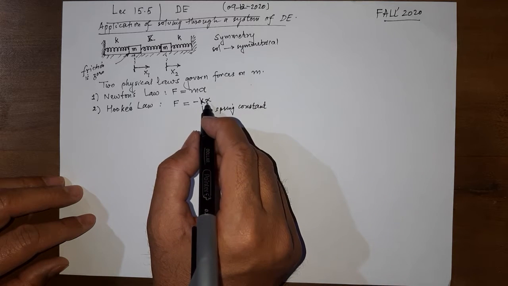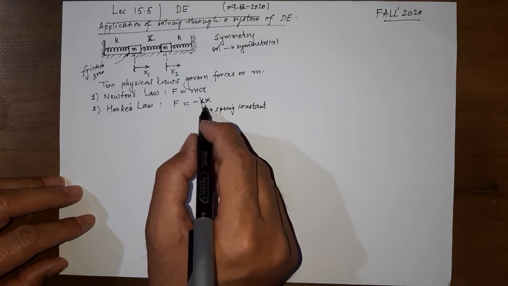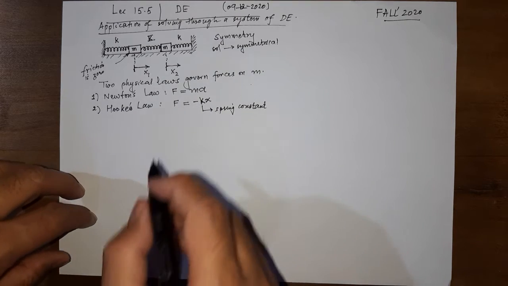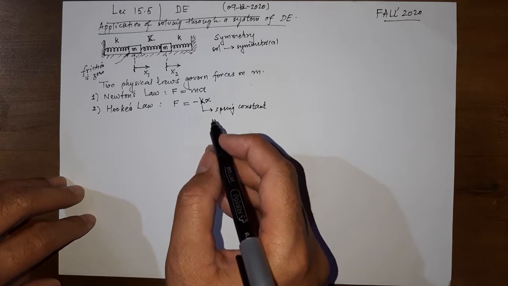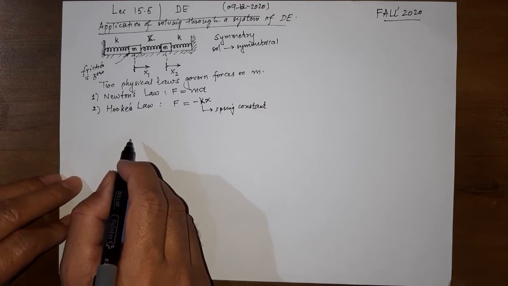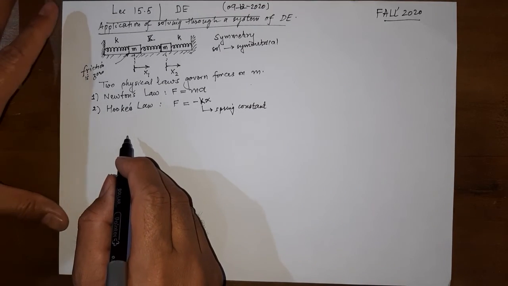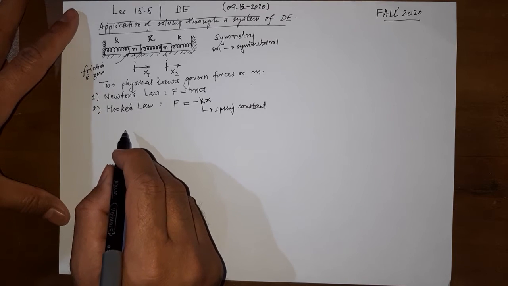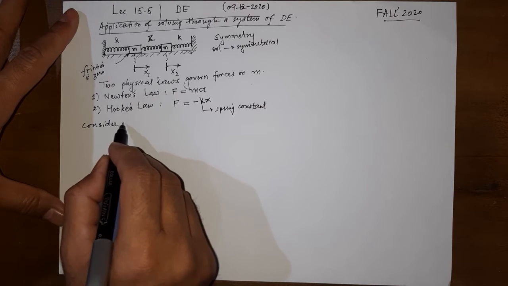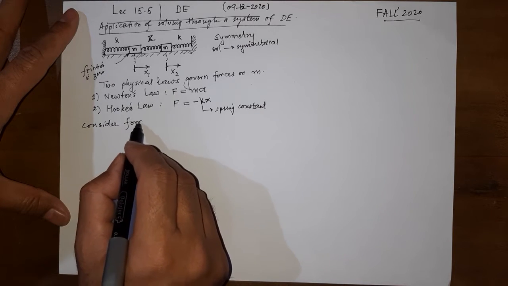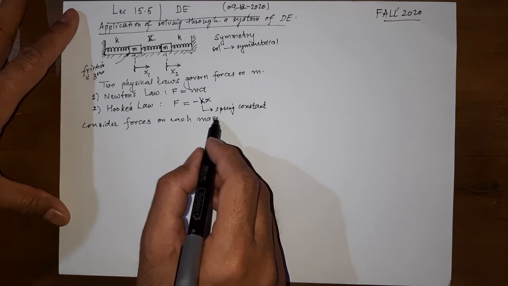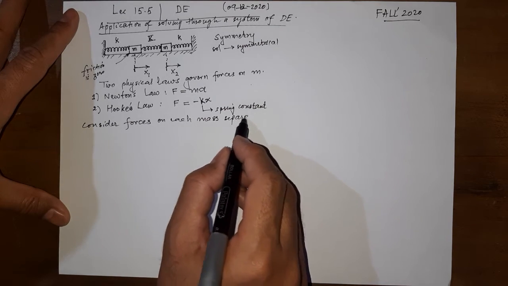And this x is basically describing the displacement, and this whole equation describing the motion under the spring forces. So how to write the system of equations? So let us consider forces on each mass separately.